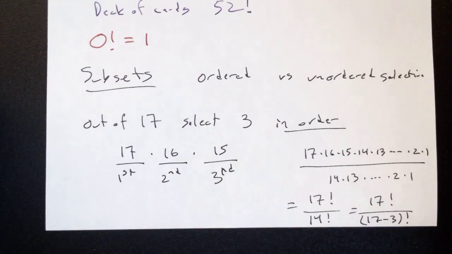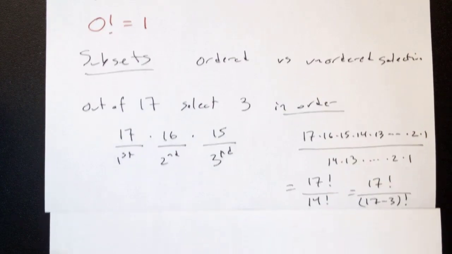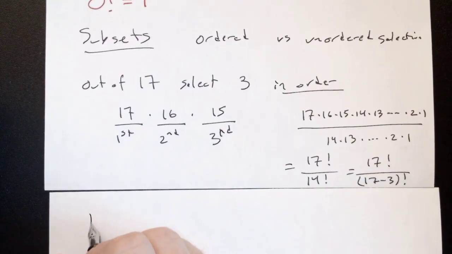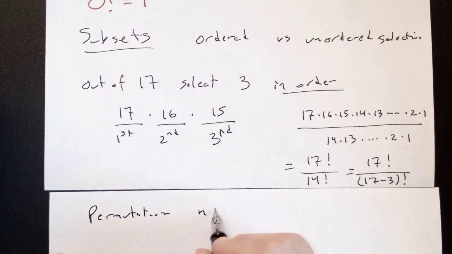I like this. I like that formula a lot. Because this is ordered, we're going to call this a permutation. And we're going to write nPr: out of n things, pick r of them. I use that word pick deliberately because I'm picking them one at a time.